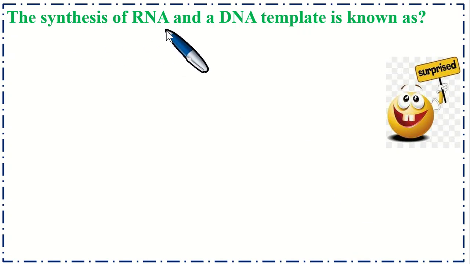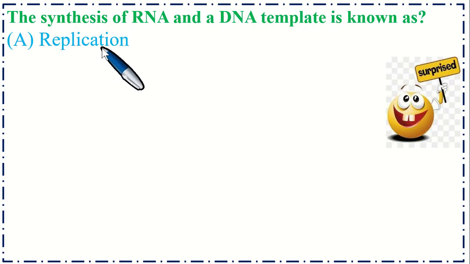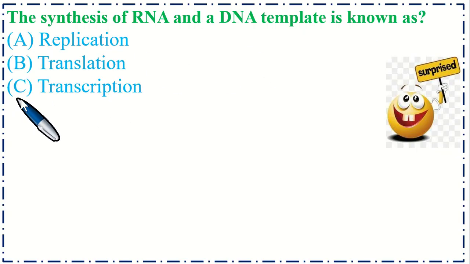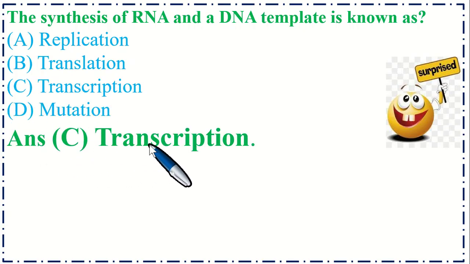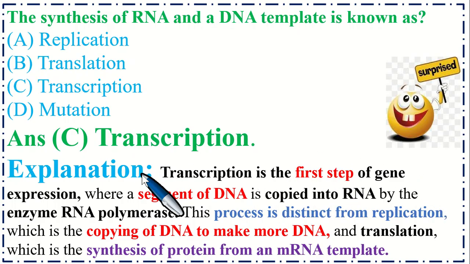The synthesis of RNA on a DNA template is known as option A, replication, B, translation, C, transcription, and option D, mutation. So the correct option is C, transcription. Transcription is the first step of gene expression, where a segment of DNA is copied into RNA by the enzyme RNA polymerase. This process is distinct from replication, which is the copying of DNA to make more DNA. Translation is the synthesis of protein from mRNA template.